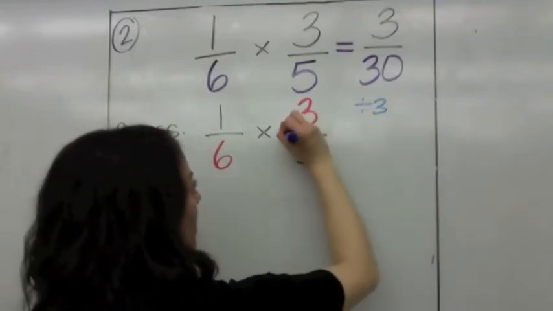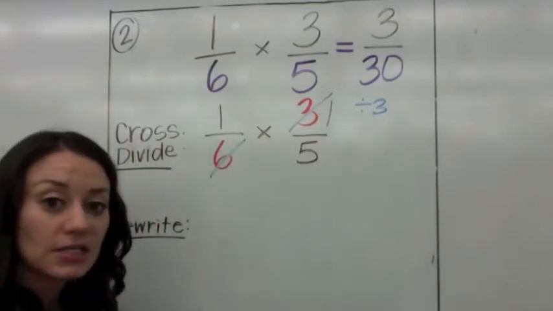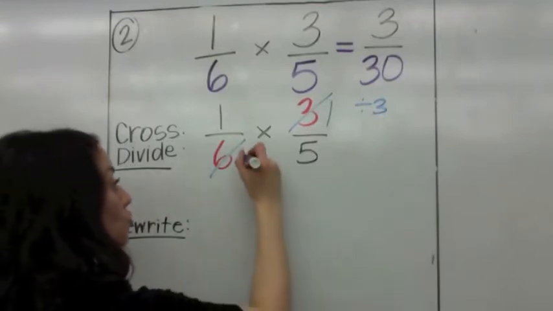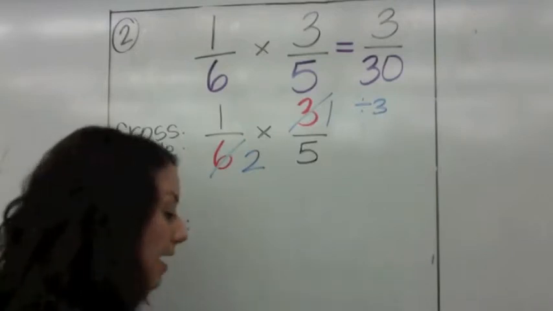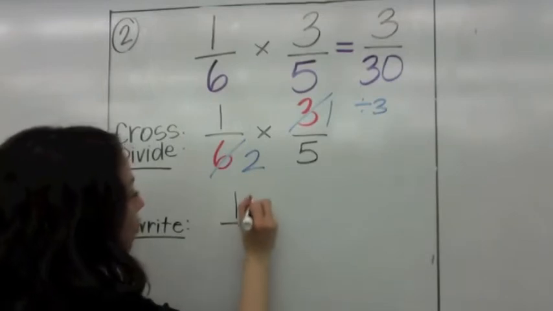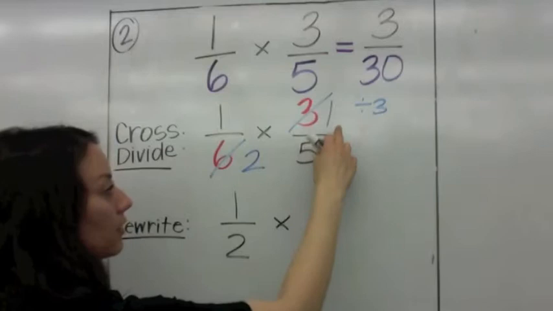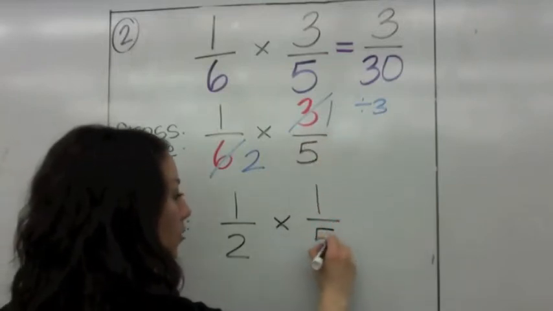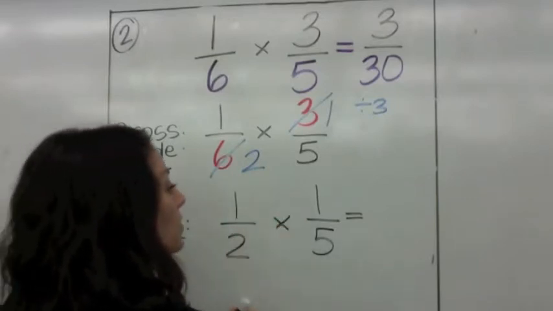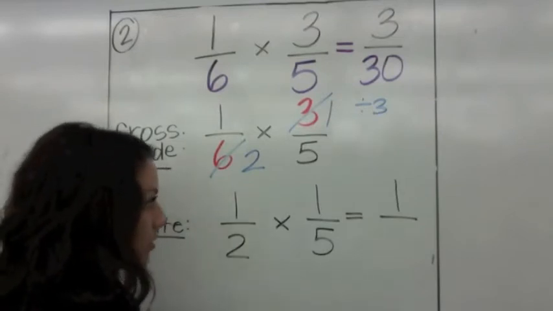3 divided by 3 is 1, and 6 divided by 3 is, what is 6 divided by 3? 6 divided by 3 is 2. Very nice. Okay, so let's rewrite the fractions now. Now you're going to have 1 over 2, right, 1/2, multiplied by 1/5. You with me? All right. 1 times 1 is 1, and 2 times 5 is 10.